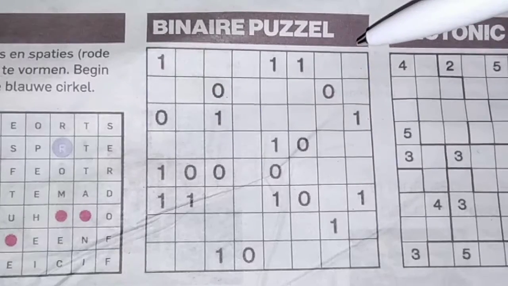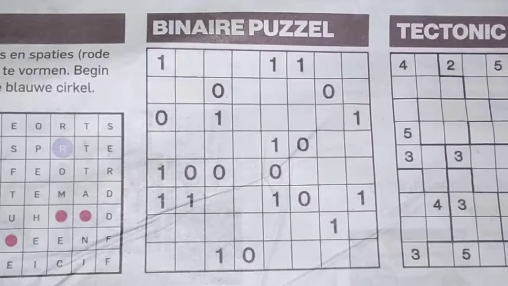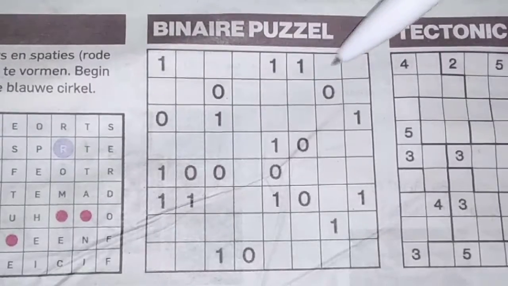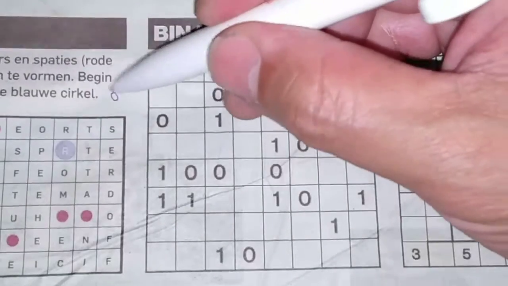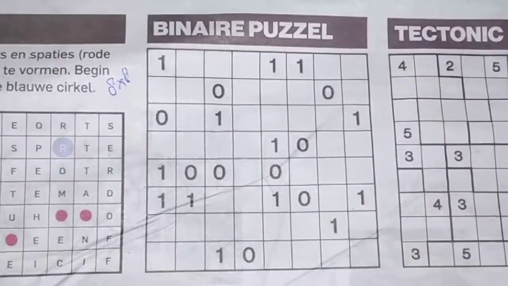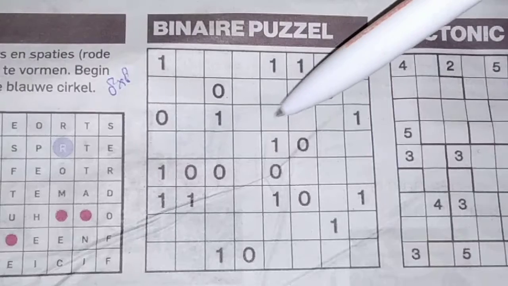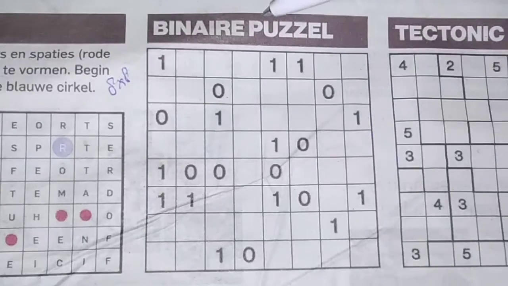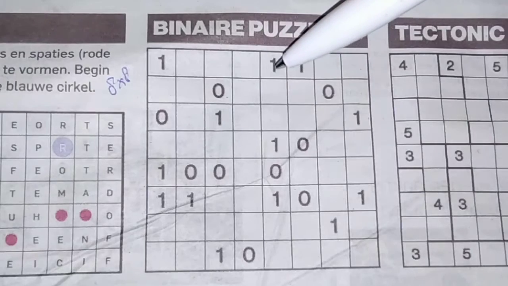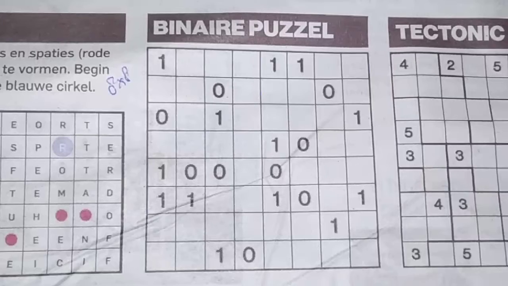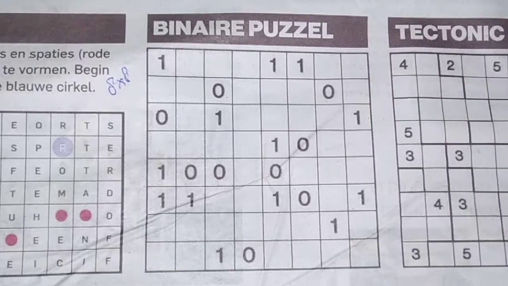And we have here a binary puzzle, but what kind of binary puzzle is this? Let me count. 1 2 3 4 5 6 7 8. It's an 8 by 8 binary puzzle. That means in a row there's always 4 ones and 4 O's. The same with the column, always 4 ones and 4 O's. Alright, so let's get started.